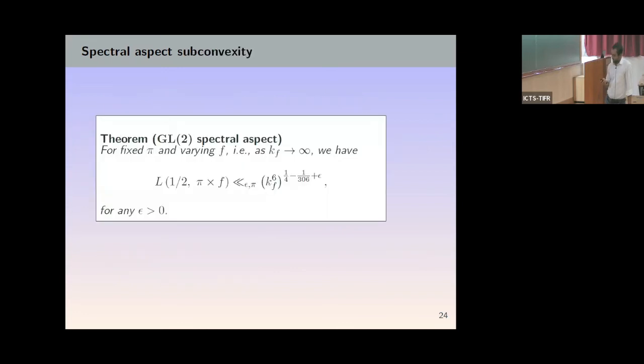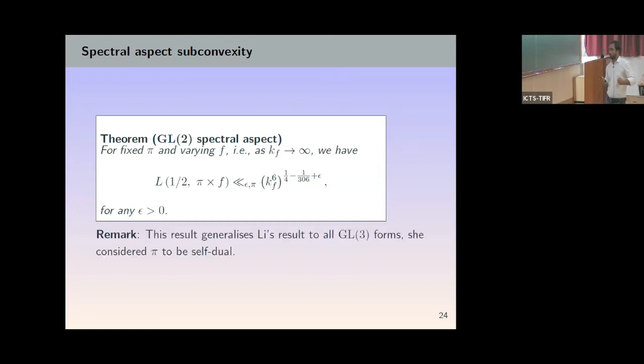So the first result is in the GL2 spectral aspect. If you fix the GL3 form and vary the form F, which means that the weights are going to infinity, then we get subconvexity for these L values. Here in this case, Kf to the power 6 will be the analytic conductor, and then you get the bound 1/4 minus some 1/306. This result actually generalizes Chandee-Li's result to all GL3 forms. She proved this result only for self-dual GL3 forms.